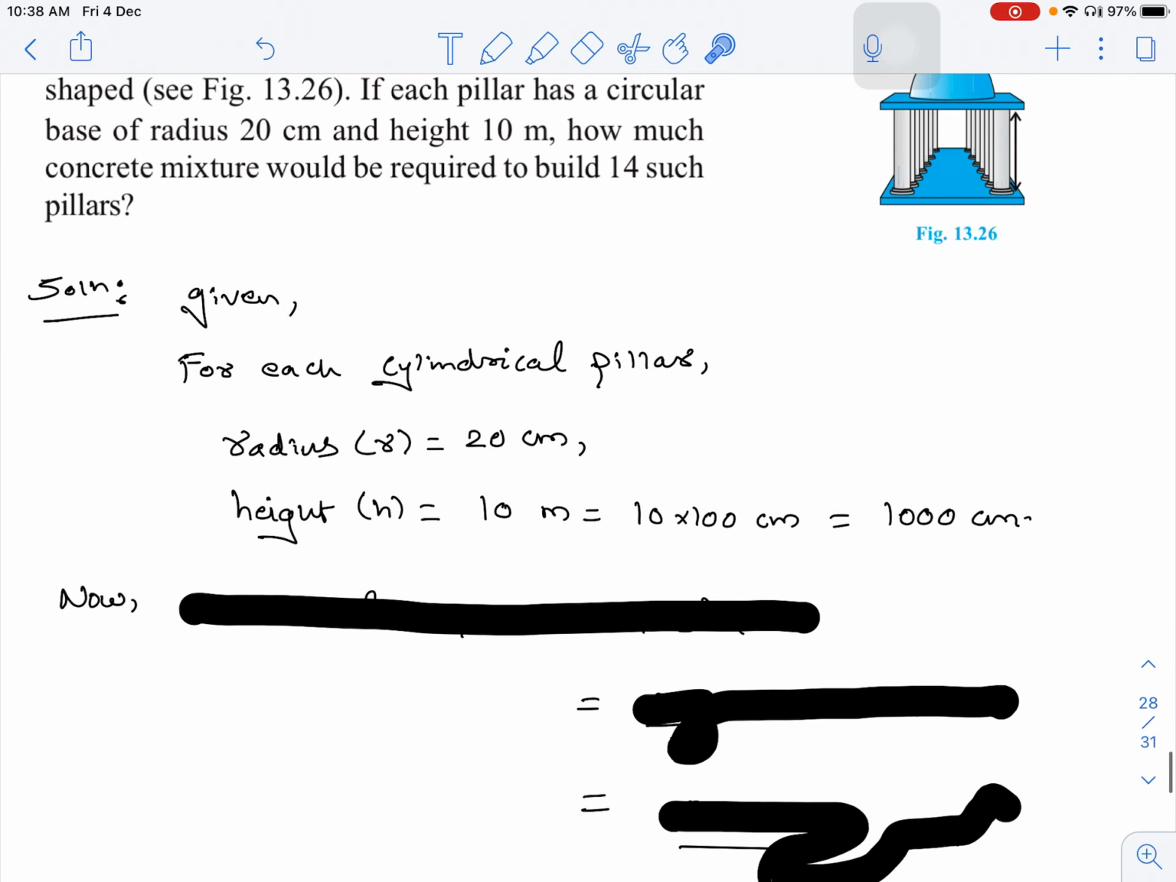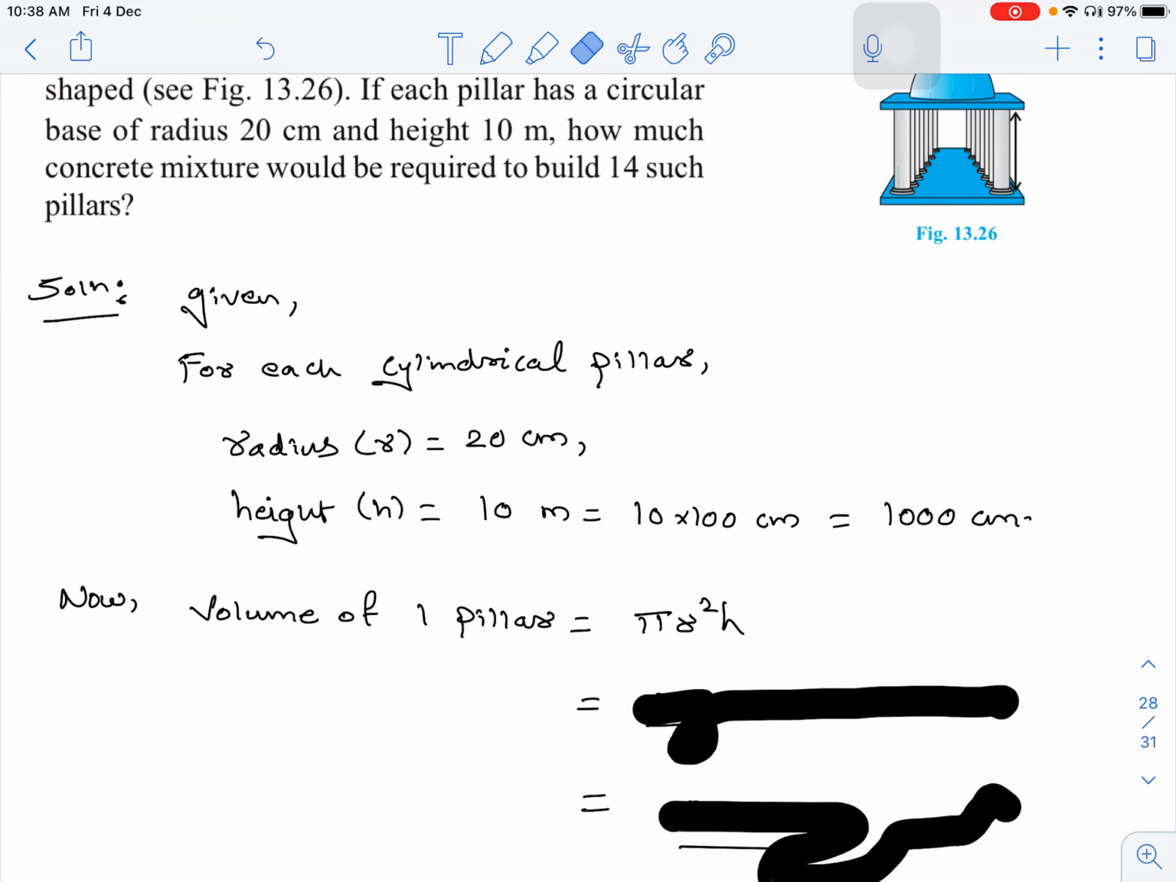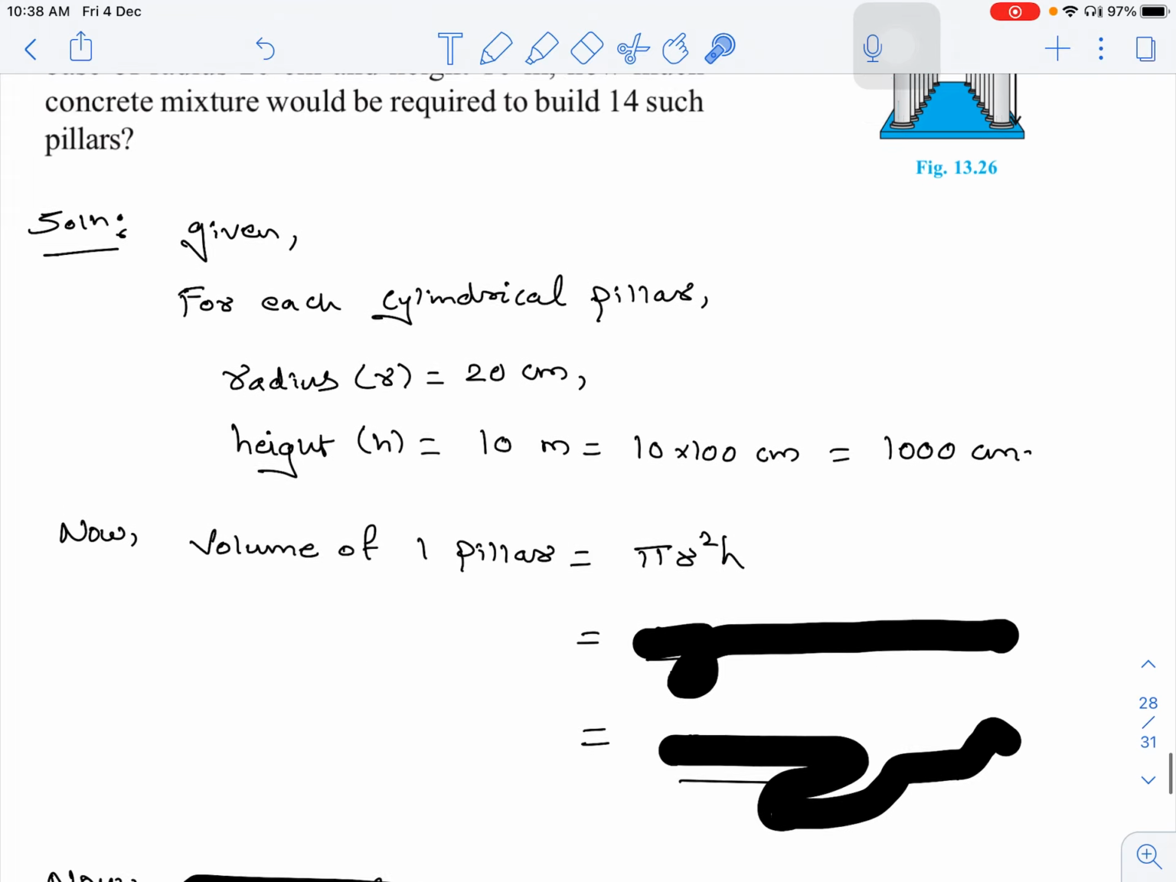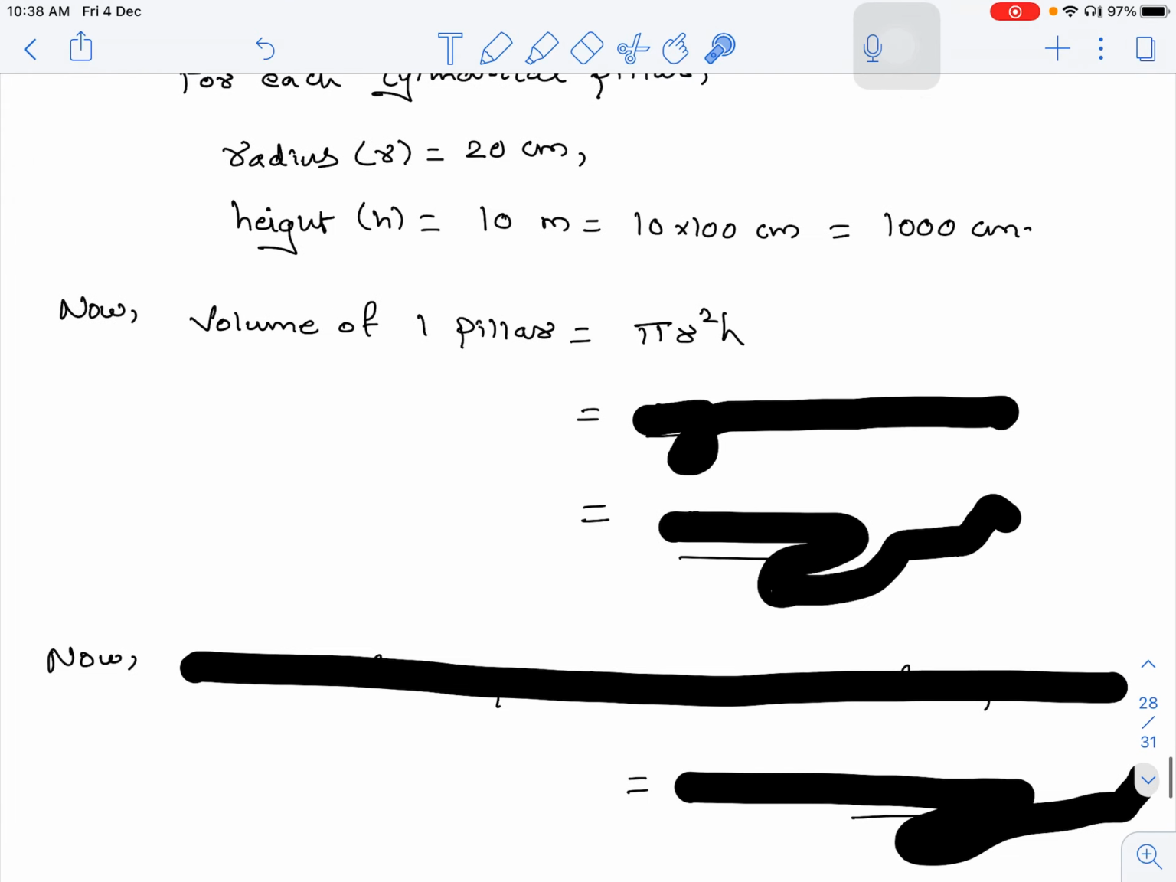So what do we get? We know that 1 meter equals 100 centimeter. So 10 meter equals 10 into 100 centimeter, that equals 1000 centimeter. Now both the units are in centimeter, so we can apply the formula. Volume of one pillar equals pi r square h. Why pi r square h? Because it is a cylindrical pillar.